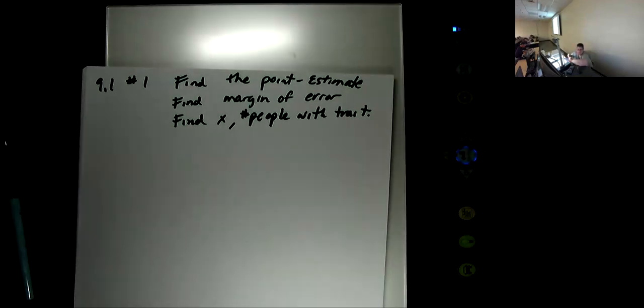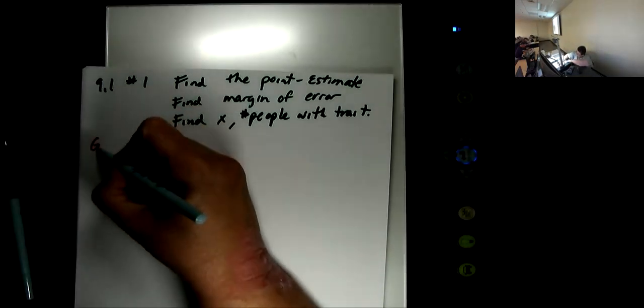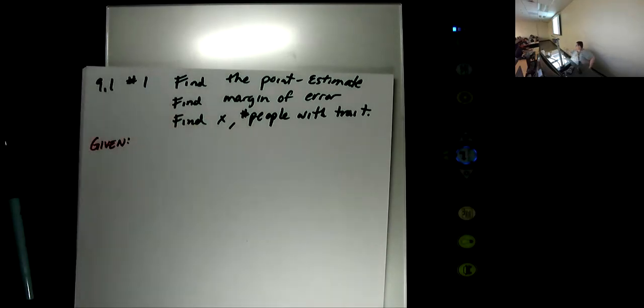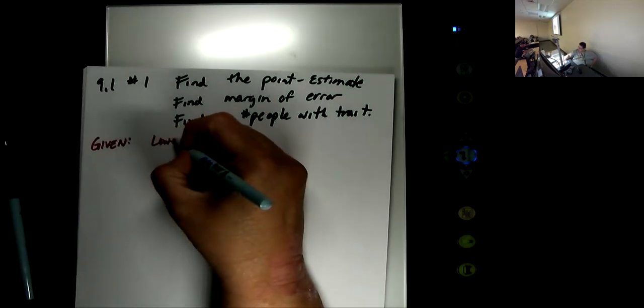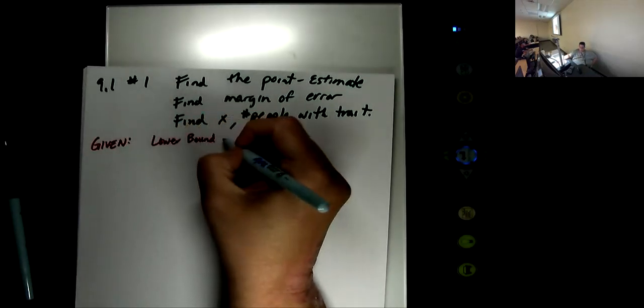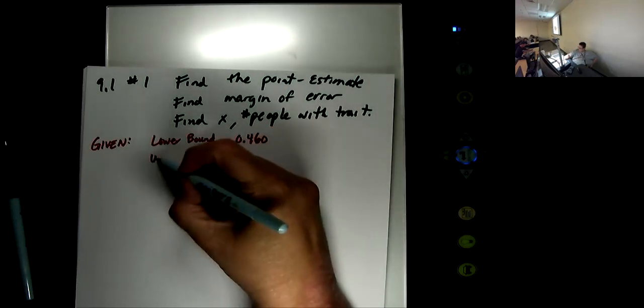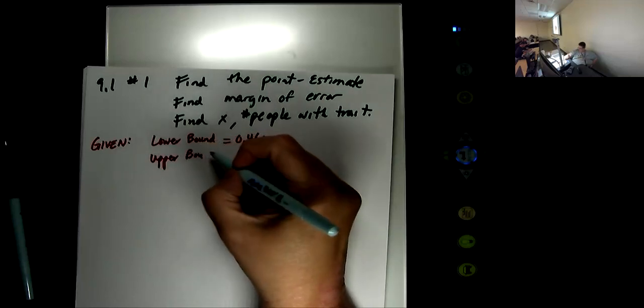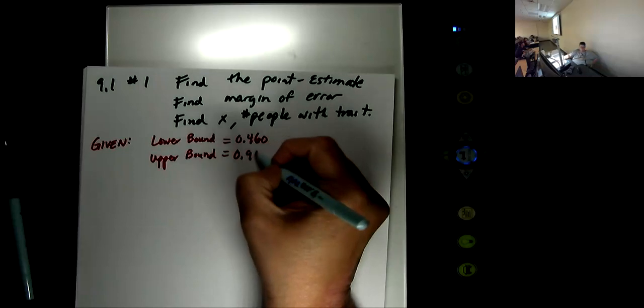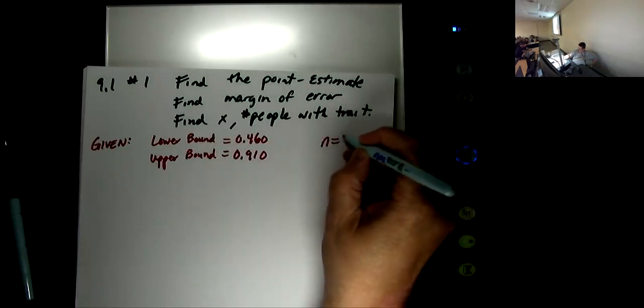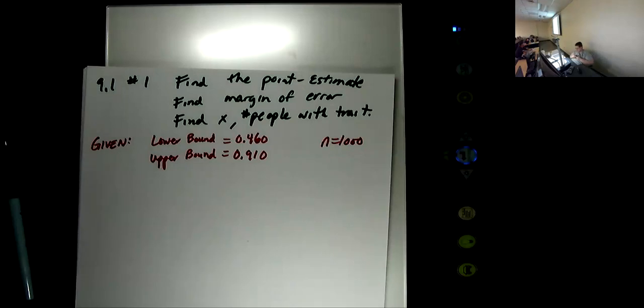Our given information. The people that write this book know that they're using StatCrunch for a lot of their students. Rather than using the same terminology that StatCrunch is programmed to use, they do this all the time. It says lower bound. When StatCrunch says lower limit, you'll see it in a second. Lower bound is 0.460. Upper bound is 0.910. And it tells us n equals 1000. That's the given information.